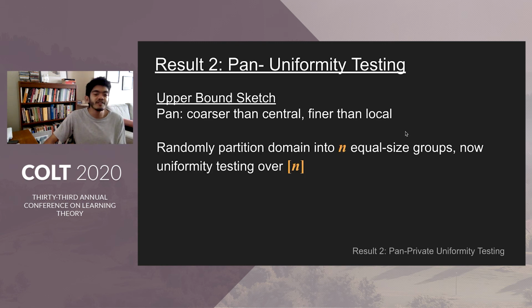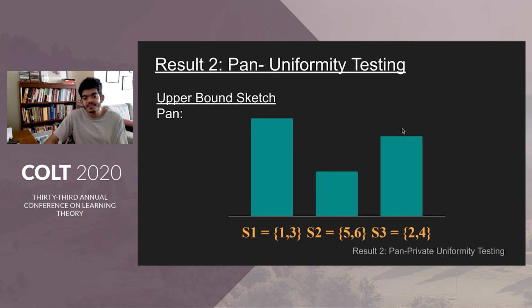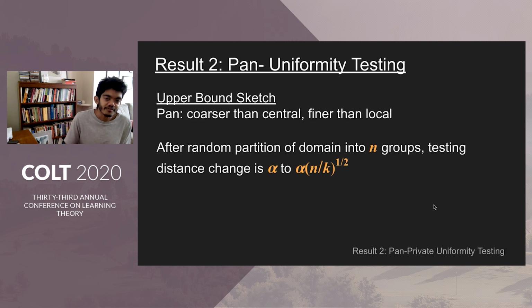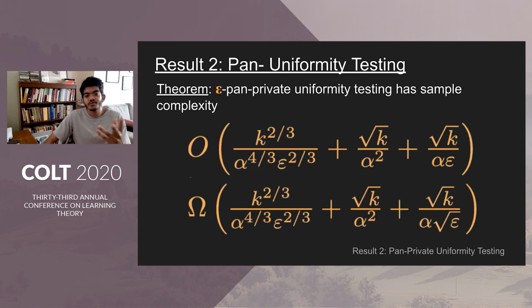So what we'll do is, instead of partitioning the domain into 2 groups, we'll partition it into n. And now we'll uniformity test over this domain of size n. For example, if n was 3, we would go from 6 things to 3 things. And now this actually looks fairly non-uniform. It's not as non-uniform as it was before, but it still looks pretty non-uniform. Specifically, we showed that if you partition the domain into n groups, the testing distance changes from alpha to alpha root n over k. So you pick some n carefully to trade off noise from using too coarse a distribution and from using too fine a distribution. Specifically, you pick the n given here, and that's how you get this upper bound.